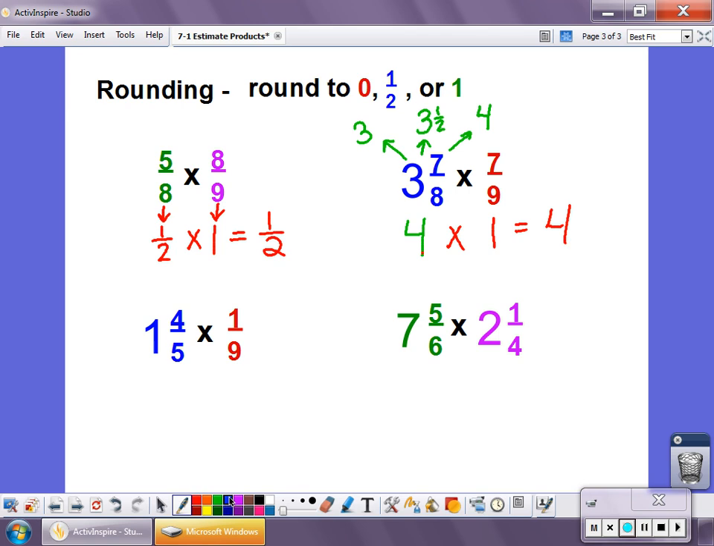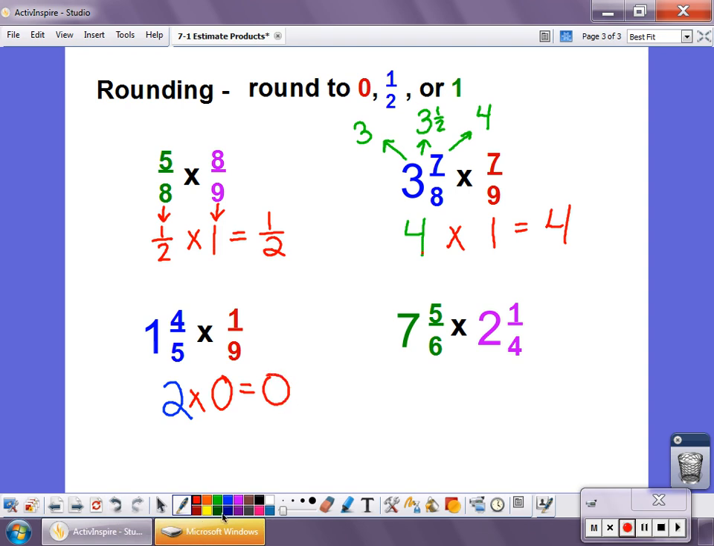Let's keep going. So 1 4/5. Look at 4/5. 4/5 is almost a whole, so this number is going to round up. So it's like 1, 1 1/2, or 2. 1 4/5 is closer to 2. Now 1/9, that's really small. That's practically 0. Okay, so that 1/9 would round to 0, and what I'm going to get as my answer here, 2 times 0 is not 2. 2 times 0 is 0.